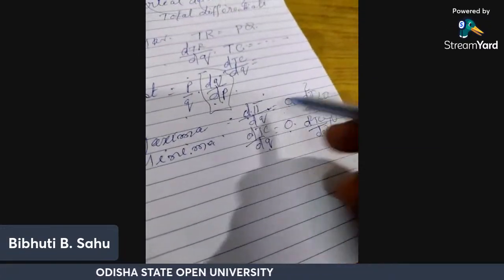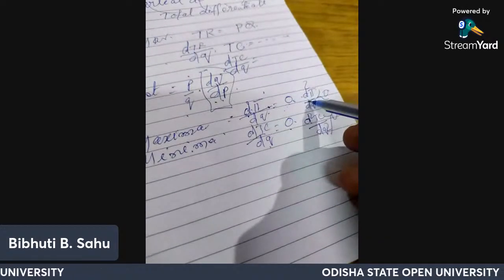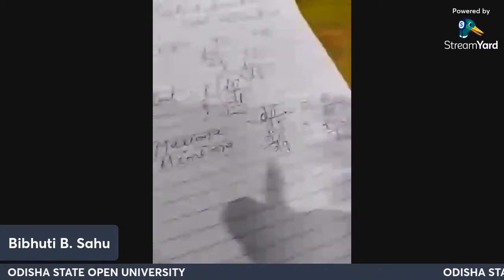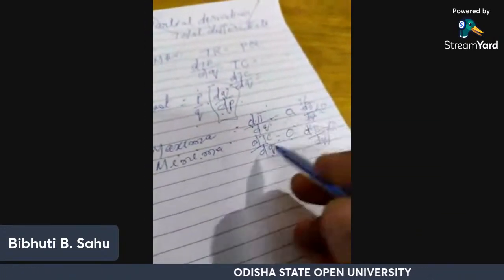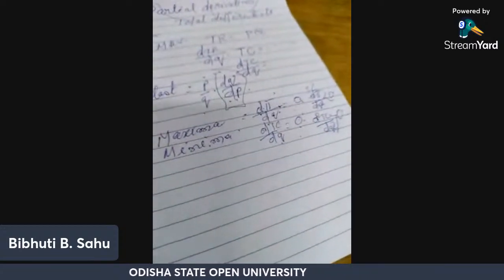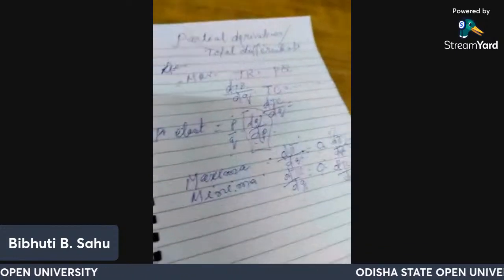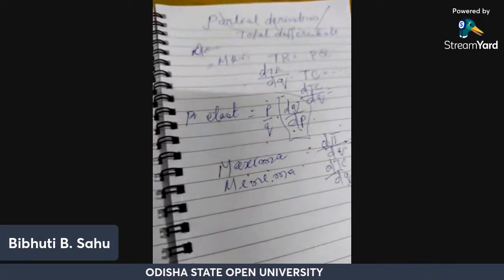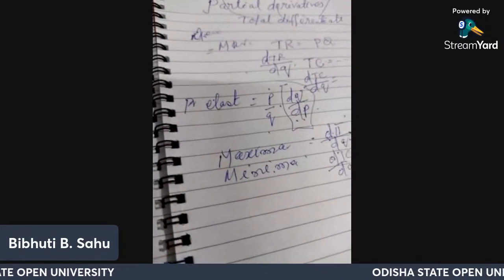And as you can find out the second order derivatives, if we take the cube, then it will be the third order derivative, and likewise. So in this way, we can apply the derivatives to the application part, and we can find out the different values in our economic analysis.